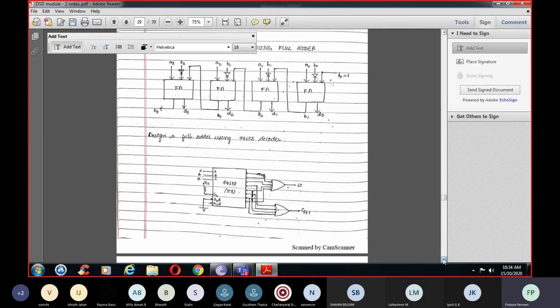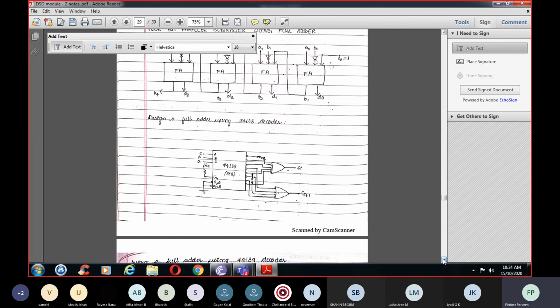Sometimes they ask design a full adder using 74138. So what you have to do, you have to write the truth table for that, get the decimal notations and write the diagram what we have seen previously in the decoders. Design a full adder using 74138. For full adder, what you'll be having? You'll be having 3 inputs, and how many outputs you'll be having? You'll be having 2 outputs, that is sum and carry. So wherever it is, you have to put the gate you have to use. Take this also as an assignment.